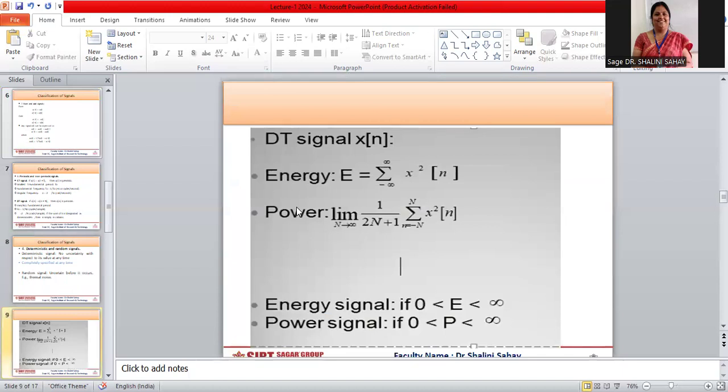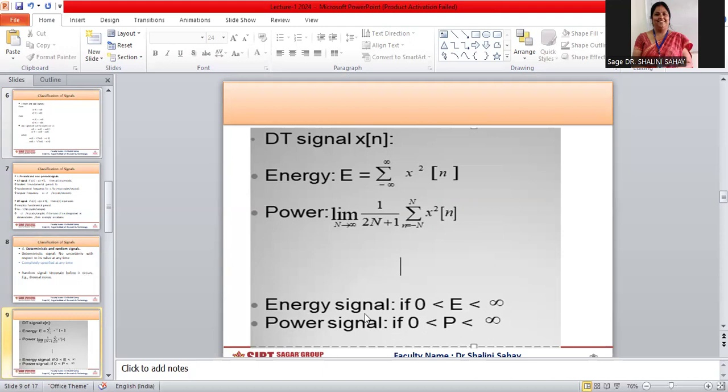If the signal is a discrete time signal, then its energy and power are calculated by these formulas. Energy signals are those signals which have finite energy and power can be zero, and it can be calculated by this formula: capital E is equal to the summation from minus infinity to plus infinity of x square of n. And power signals are those signals which have finite power and energy can be infinite, and its formula is the limit as n tends to infinity of 1 upon 2n plus 1, the summation from minus n to n of x square n.